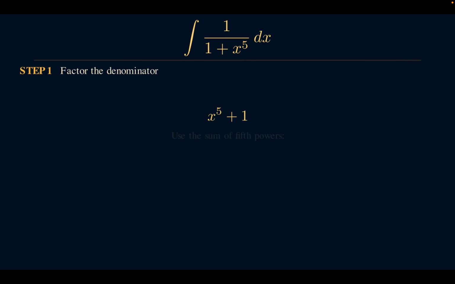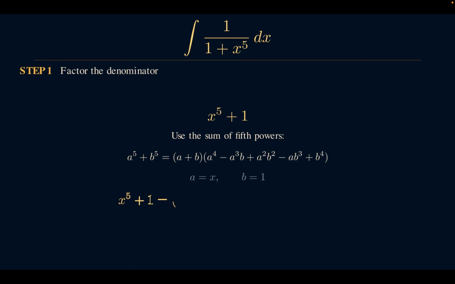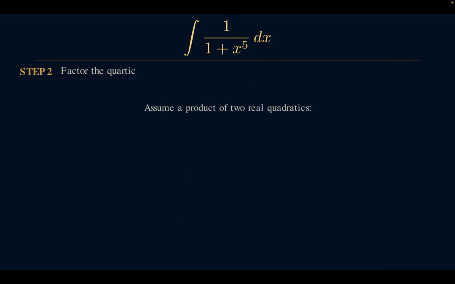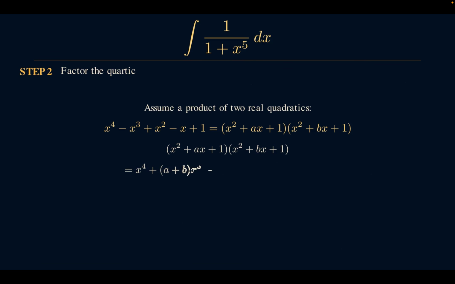So let's go and see it. First, we need to factor the denominator, and using the sum of the fifth powers identity, we can write this as x plus 1 times this algebraic expression, and we assume a product of two real quadratics like this for this x to the 4 power expression, and we're gonna get the following result.